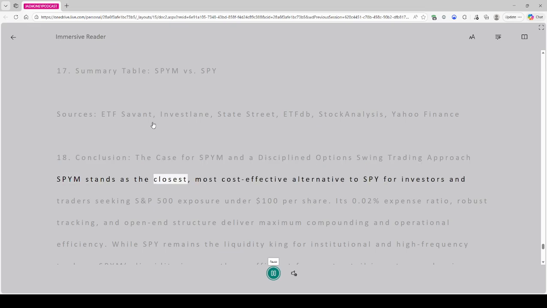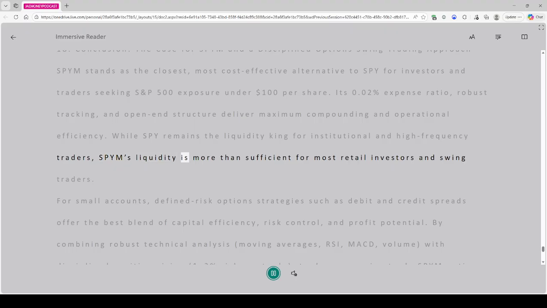SPYM stands as the closest, most cost-effective alternative to SPY for investors and traders seeking S&P 500 exposure under $100 per share. Its 0.02% expense ratio, robust tracking, and open-end structure deliver maximum compounding and operational efficiency. While SPY remains the liquidity king for institutional and high-frequency traders, SPYM's liquidity is more than sufficient for most retail investors and swing traders. For small accounts, defined risk option strategies such as debit and credit spreads offer the best blend of capital efficiency, risk control, and profit potential.